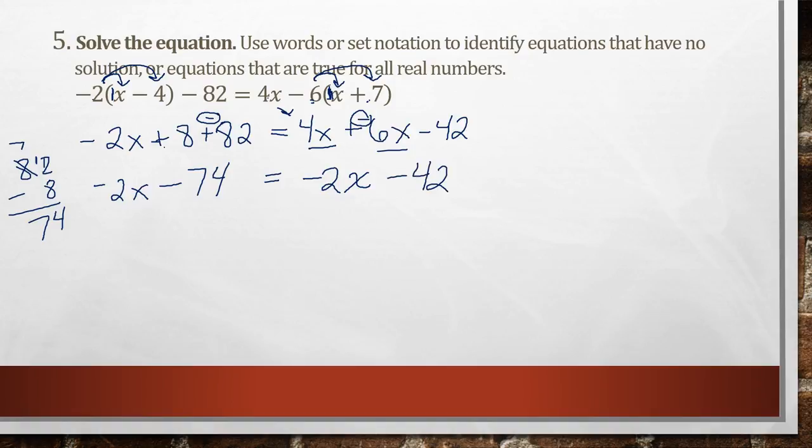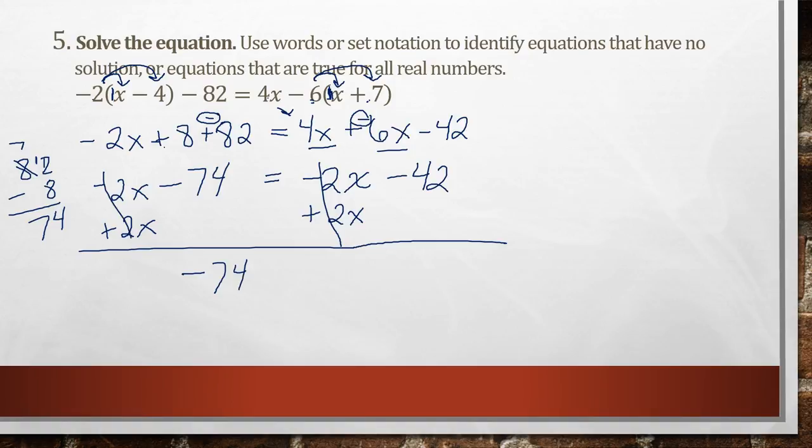Now, we're going to try and get our x's on one side of the equation and our numbers on the other side. So we add 2x to both sides. That way it will combine with this other x, and these cancel out. And look at that, these also cancel out. So now we have negative 74 equals negative 42. There are no more x's here, so we have to look at this and see, is this a true statement? No, it's not. Negative 74 does not equal negative 42. They're completely different numbers. So that means that there is no solution for this equation. Or you can say it's the empty set, either one.